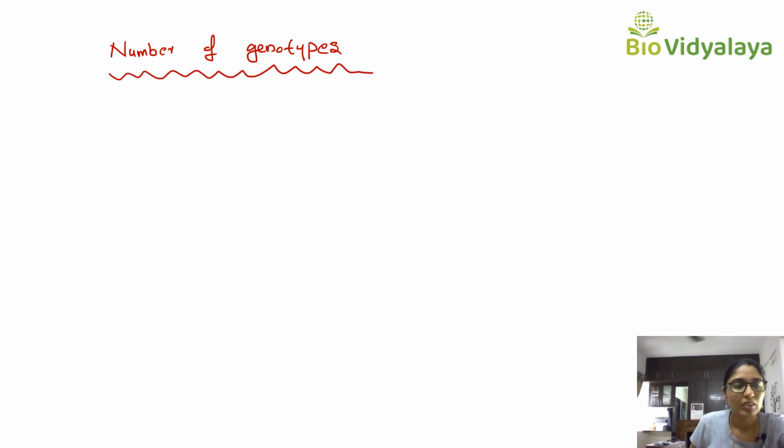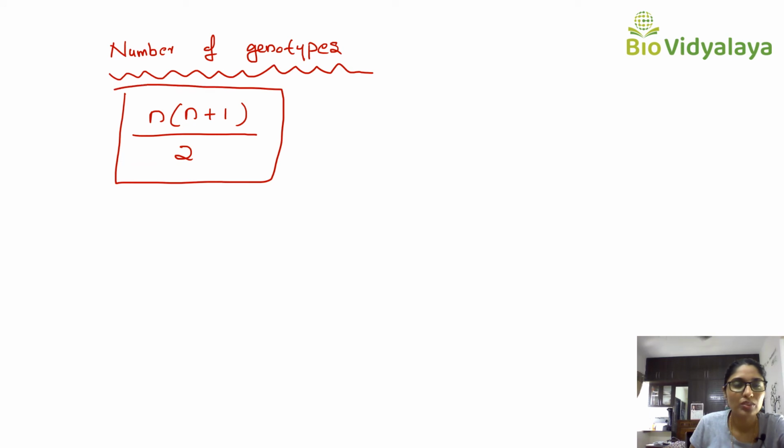Now we are going to learn how to calculate the number of genotypes. Okay. There is an equation for calculating that, that is n into n plus 1 by 2. n into n plus 1 by 2. This is the formula. Here n is the number of alleles.